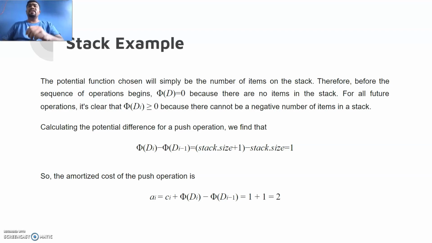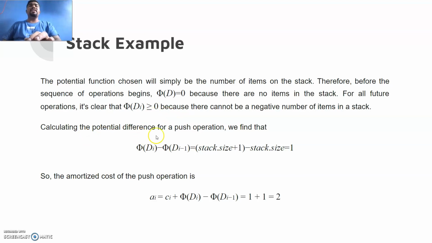When we say let the number of items inside the stack be the potential function, that means the number of elements inside the stack is the potential function. So at the start, when there is no element, obviously phi of d0 is going to be 0. At the stage d0, the potential function is going to return a 0 value because there are no items. For all further operations, there are going to be some items in the stack, so it is always going to be greater than or equal to 0. That's what is written over here: phi of di is greater than or equal to 0.